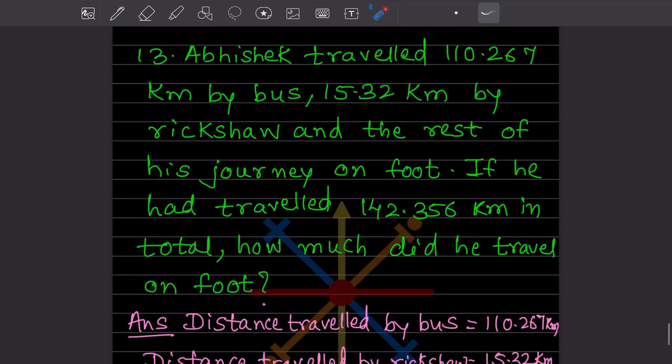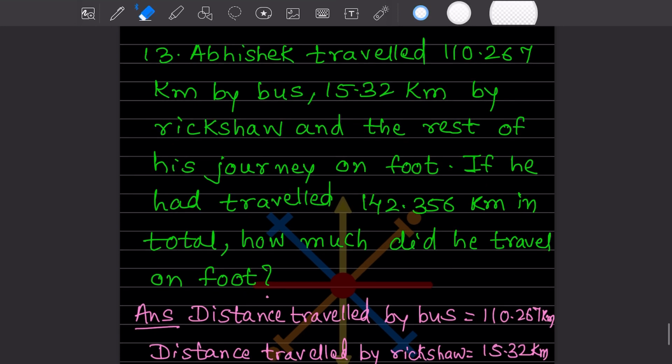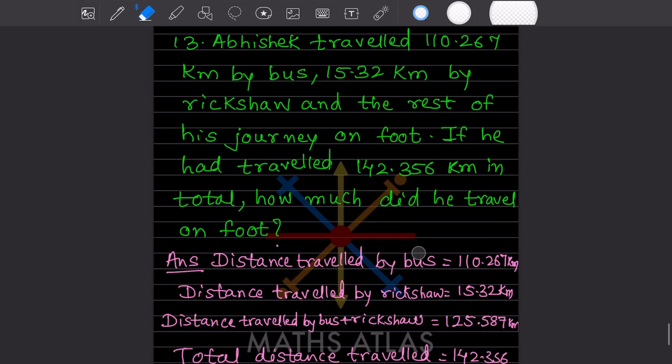Abhishek traveled 110.267 km by bus, 15.32 km by rickshaw, and the rest of his journey on foot. If he had traveled 142.3556 km in total, how much did he travel on foot? So now see here, we have to write the statement. Distance traveled by bus is given here. Distance traveled by rickshaw is given over here, and the rest on foot.